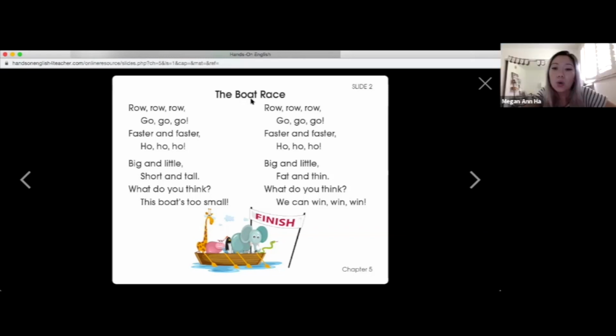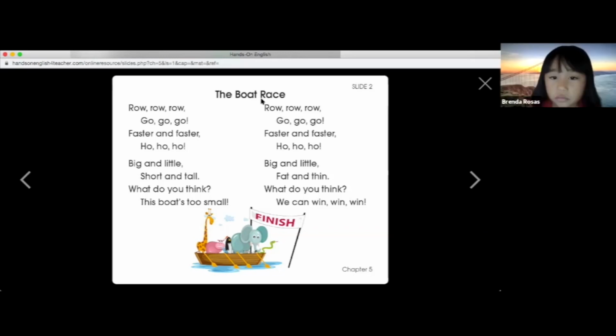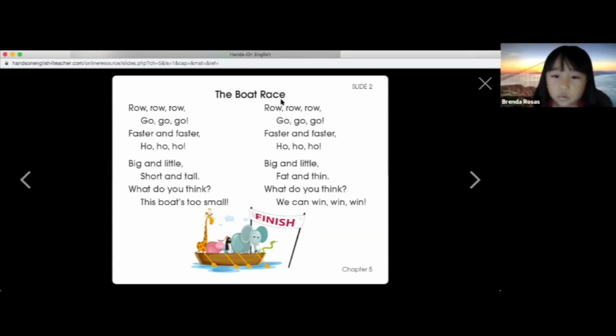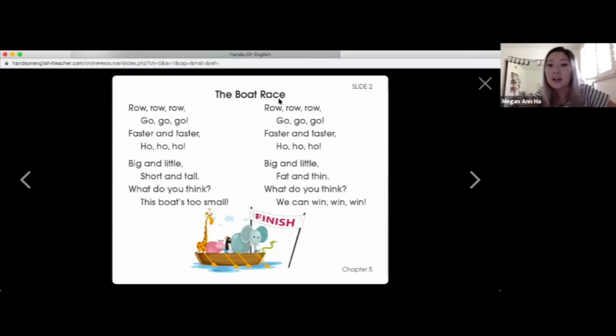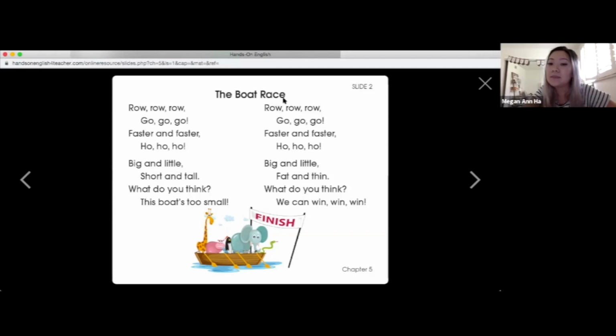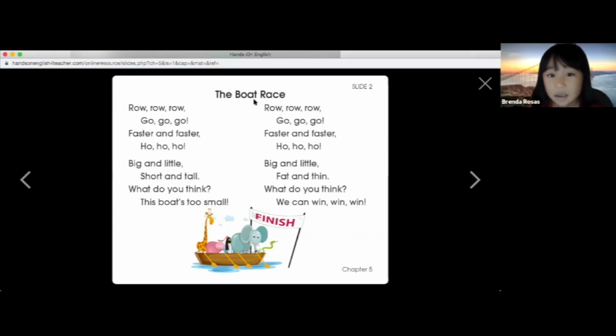The boat. O. The boat road. Try again. The boat. This is the silent E pattern. The boat A. Sorry, the C says we haven't learned that rule yet. The C says yes. Silent E. A. Race. Good job. The boat. Boat race.